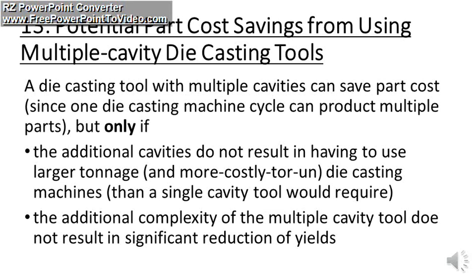13th, potential part cost saving from using multiple cavity die casting tools. A die casting tool with multiple cavities can save part cost as one die casting machine cycle can produce multiple parts, but only if the additional cavities do not result in having to use larger tonnage die casting machines, and the additional complexity of the multiple cavity tool does not result in significant reduction of yields.